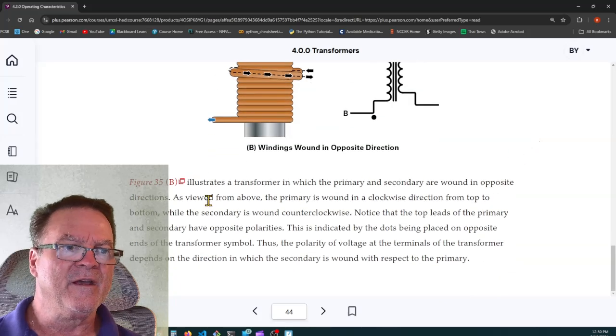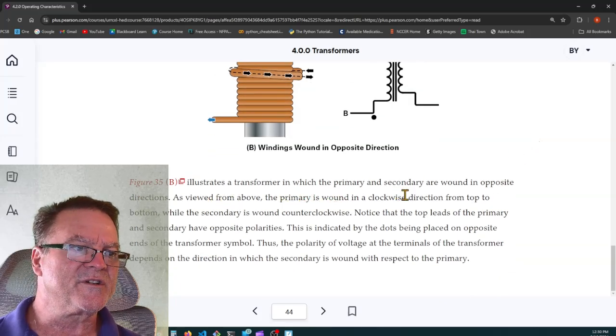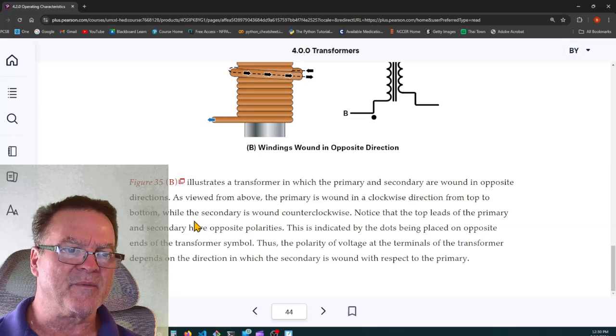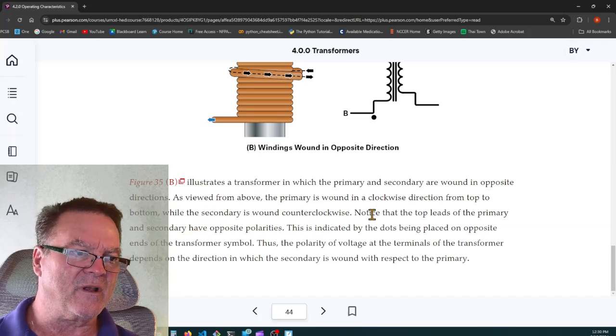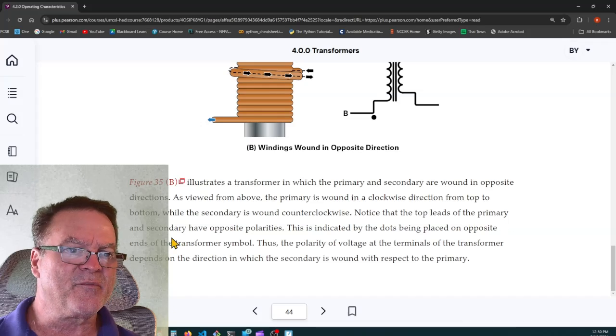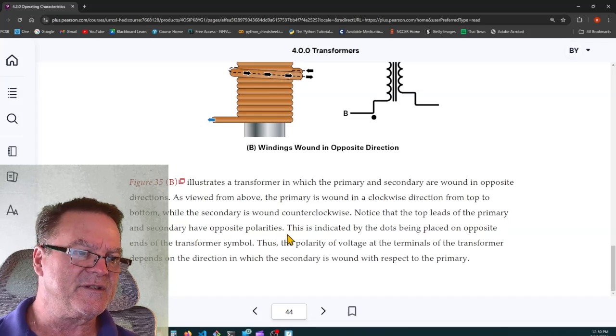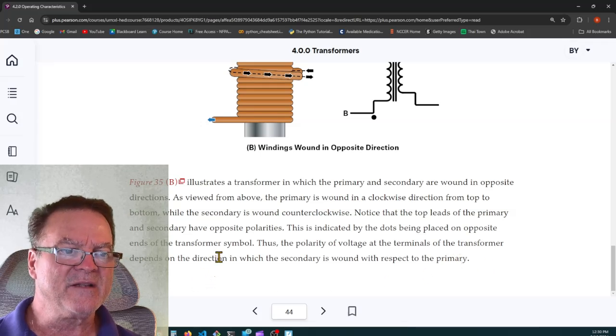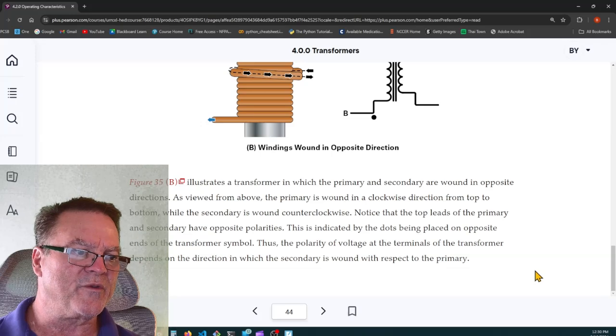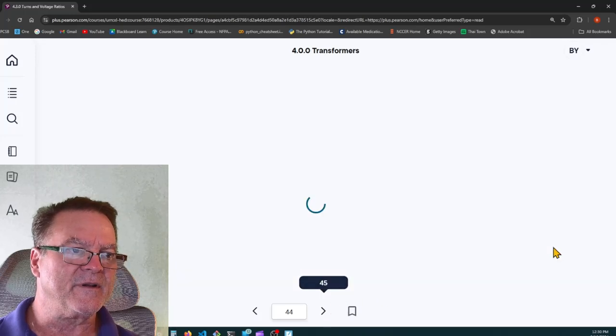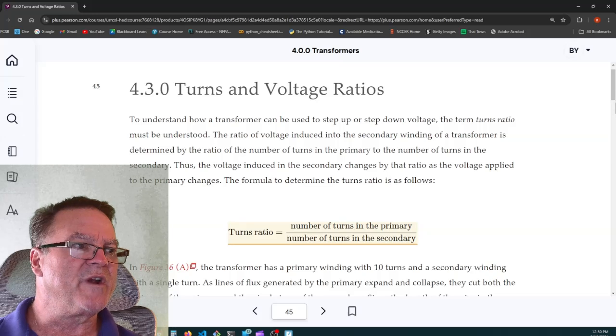Figure 35b illustrates a transformer in which the primary and secondary are wound in opposite directions. As viewed from above, the primary is wound in a clockwise direction from top to bottom, while the secondary is wound counterclockwise. Notice that the top leads of the primary and secondary have opposite polarities. This is indicated by the dots being placed on the opposite ends of the transformers. Thus, the polarity of the voltage in the terminals of the transformer depends on the direction in which the secondary is wound with respect to the primary. Very good. Turns ratio. There you go.